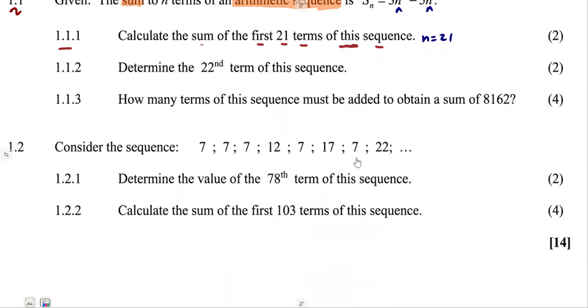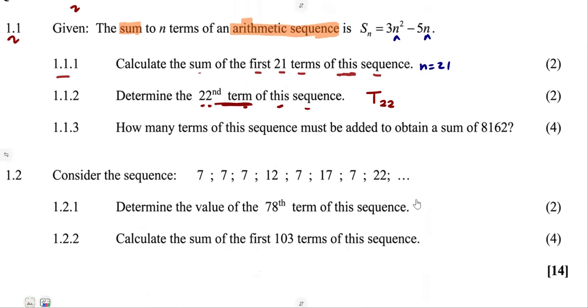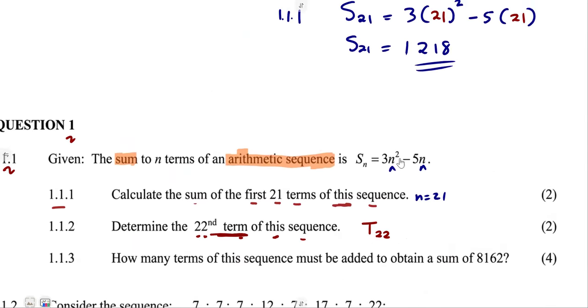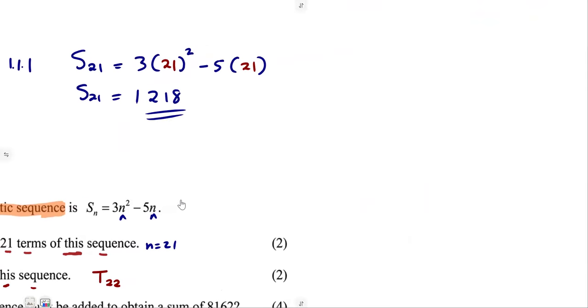Given 1.1.2, determine the 22nd term of this sequence. All right, so take note. This is the term that we must determine, not the sum. It is to determine T22. So the question is, how can we determine the term from an expression which represents the sum of terms? But this is for the sum. From Sn, how do we find Tn?